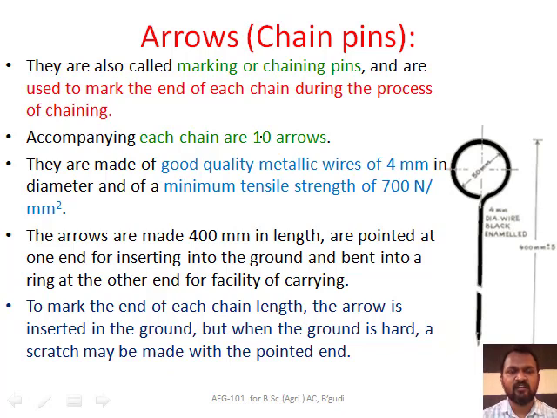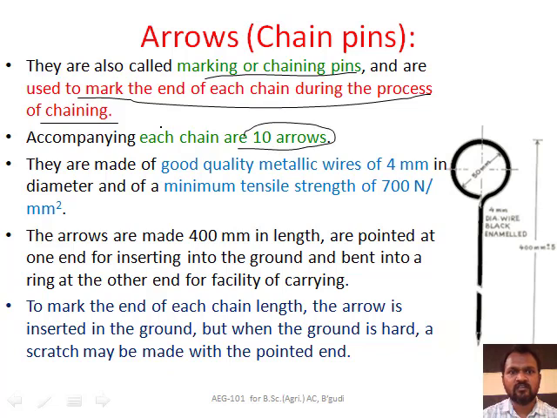And we have the next instrument, that is the arrow. Arrows are also called chain pins. They are commonly called marking or chaining pins. These arrows are commonly used to mark the end of each chain during the process of chaining. Each chain is accompanied by 10 arrows.